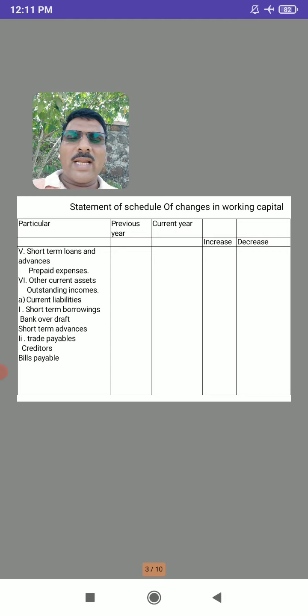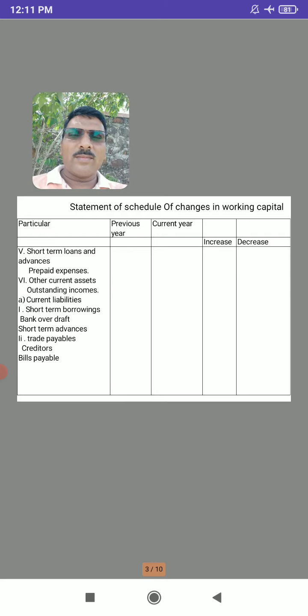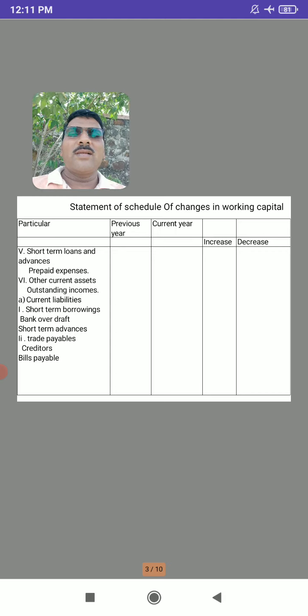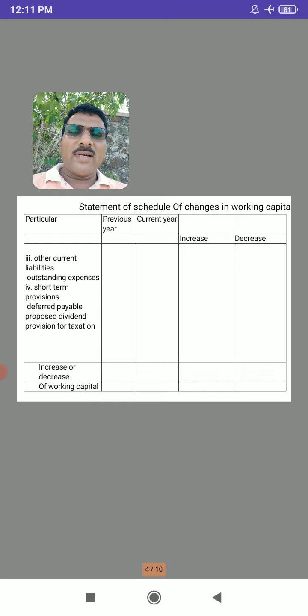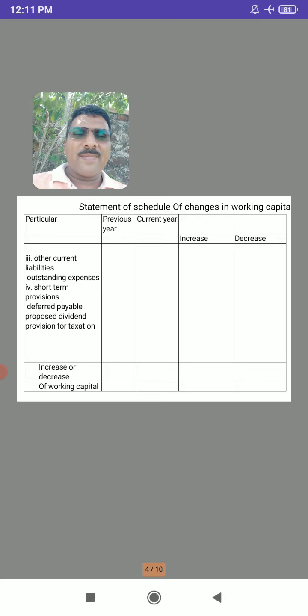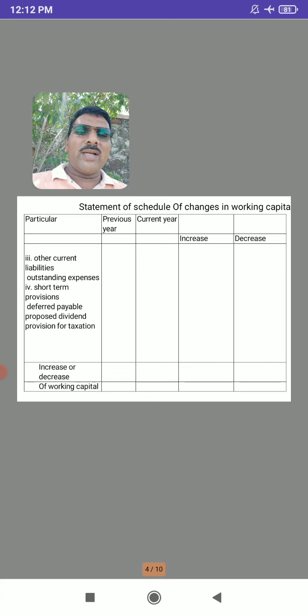So here the current liabilities are short term borrowings, like a bank overdraft, short term advances, and trade payables. Creditors and bills payable are the two trade payables, and the current liabilities also include outstanding expenses and short term provisions, that is deferred payable, proposed dividend, provision for taxation. After recording all these things, we have to compare the previous year and current year data and calculate whether there is an increase or decrease. If there is an increase, we write it in the increase column. If there is any decrease in the value of an asset or a liability, we record it in the decrease column.